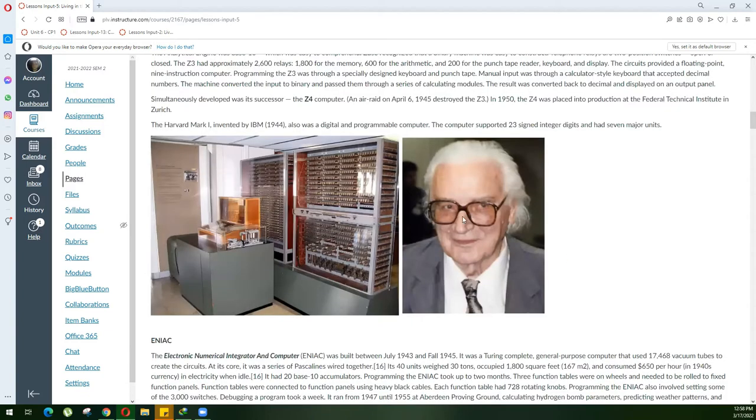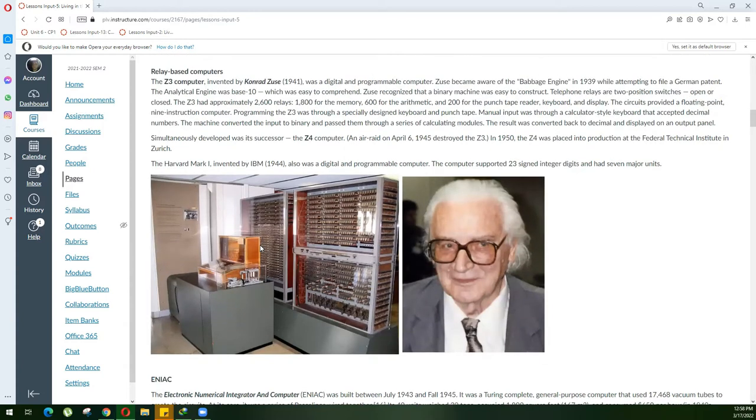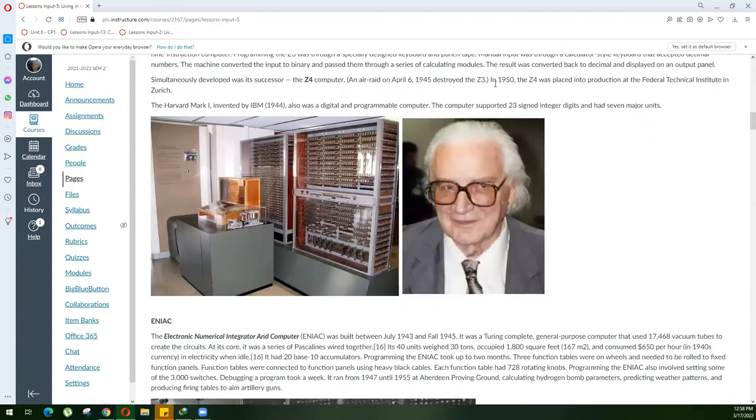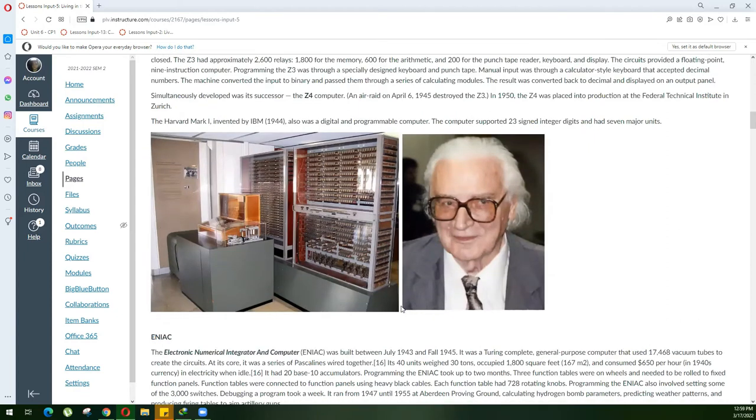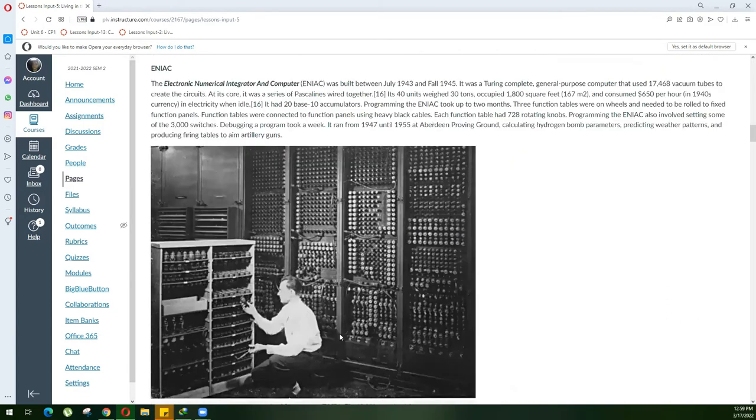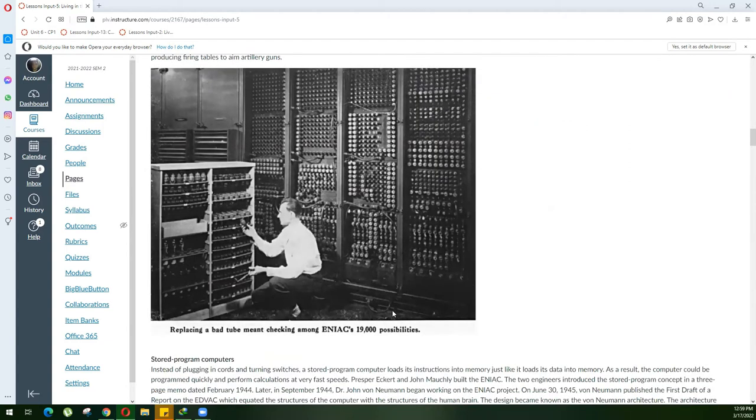So this is a picture of Konrad Zuse, and this is a picture of the Z, if I'm not mistaken, this could either be the Z3 or the Z4 because the Z3 was already destroyed in 1945. So the picture you see here is a person trying to replace a bad tube in the ENIAC.